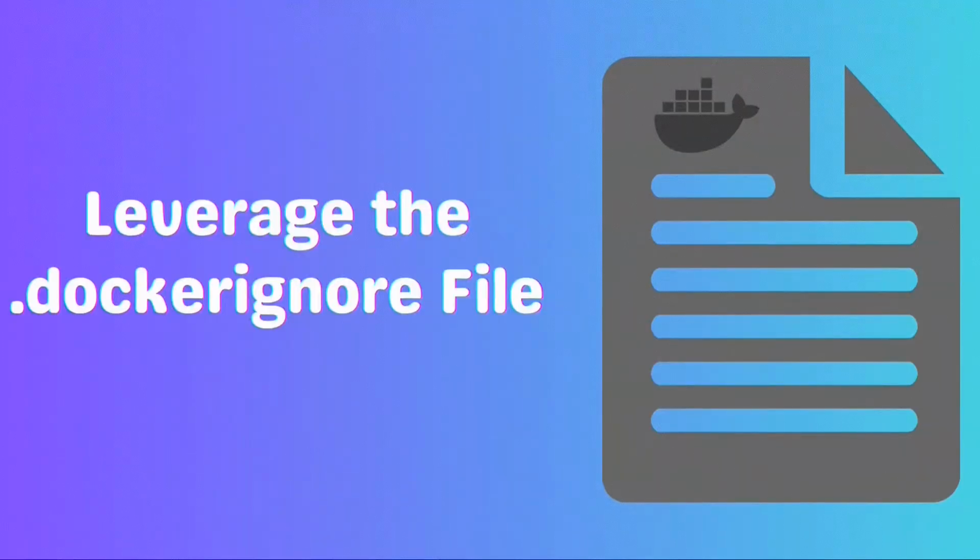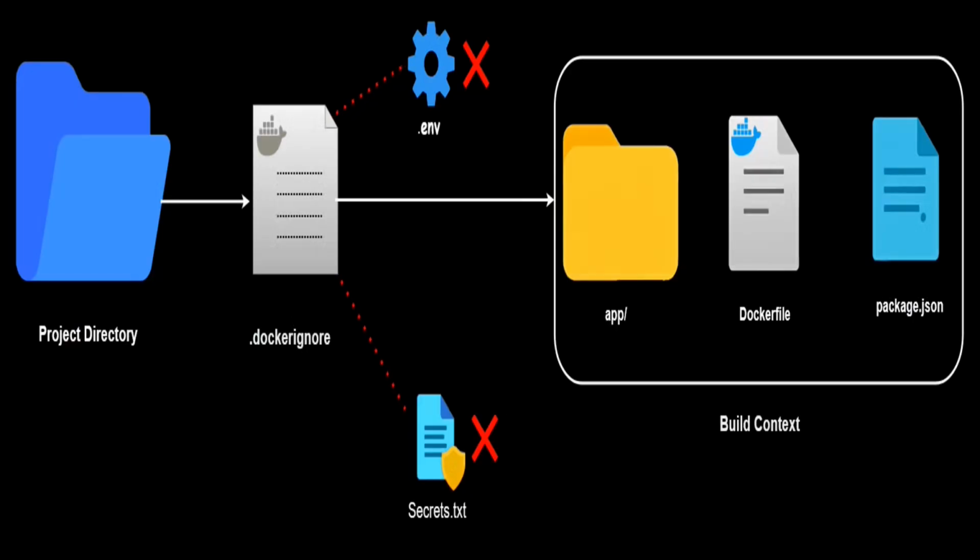Leverage the .dockerignore file. A .dockerignore file works like a .gitignore and tells Docker which files and folders to skip when building an image. Using it makes builds faster by excluding large or unnecessary directories like node_modules or .git. It improves security by keeping sensitive files such as .env out of the image and reduces the build context, which helps Docker use its cache more efficiently for quicker rebuilds.